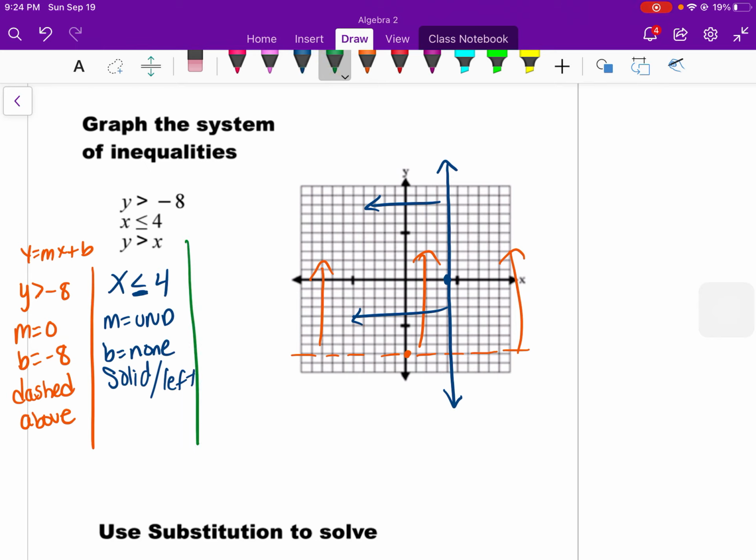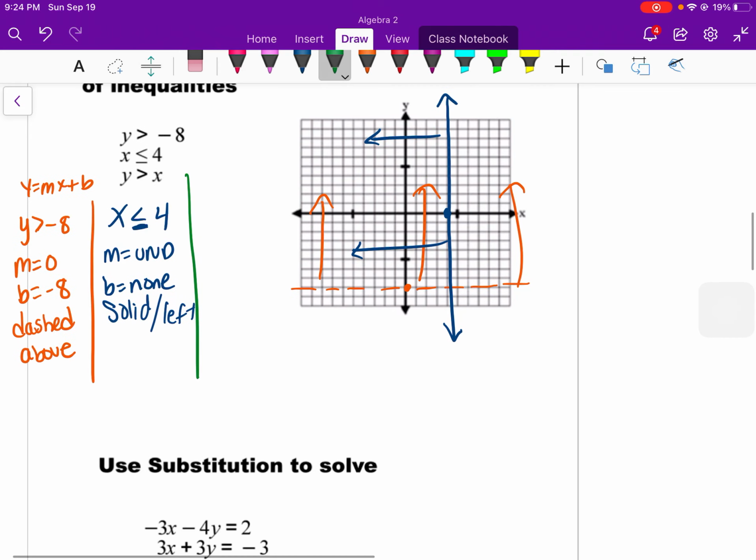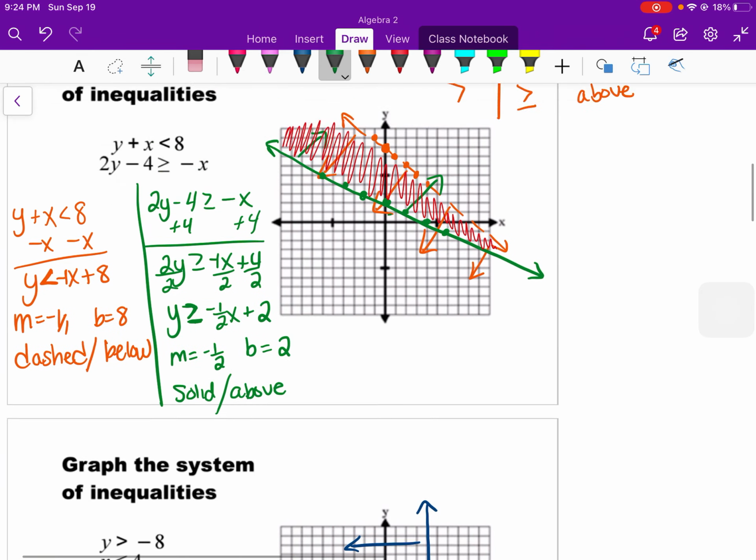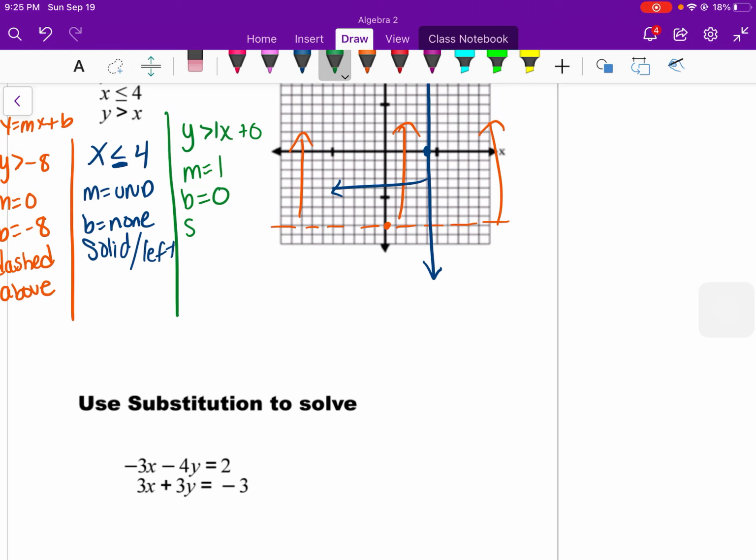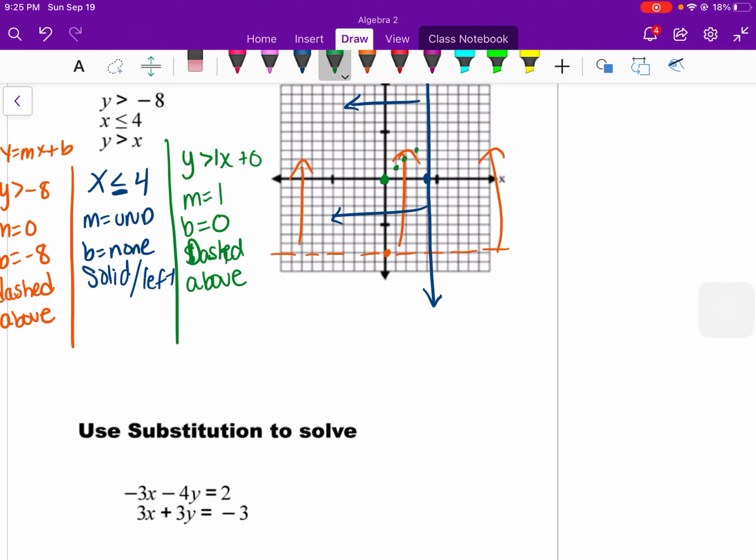All right, I'll do the last one in green here. And this is y is greater than x. Now y equals x is actually the parent function. So this does fall into the mx plus b form where we have a 1x. So our slope is 1. We have nothing at the end, or a plus 0 would be equivalent. So our y-intercept is 0. It's greater than, not equal to, so we're going to have a dashed line. And then we're going to be shading above because it's greater than. So this one starts right at the origin and has a positive slope of 1. So this is actually the parent function here.